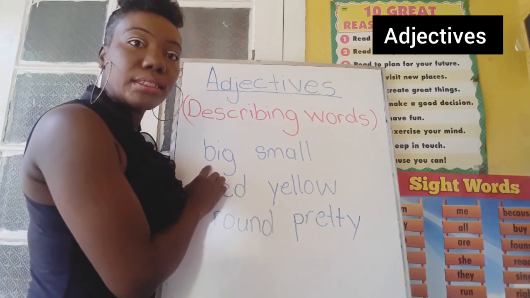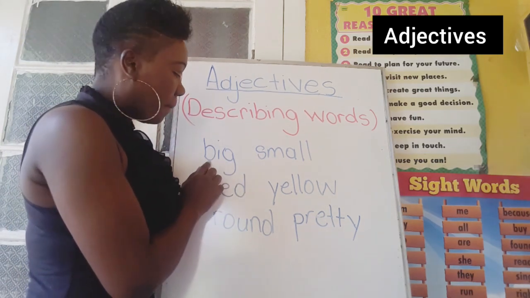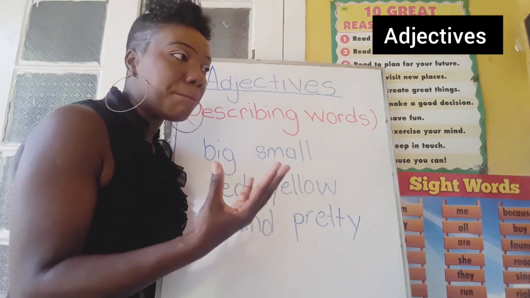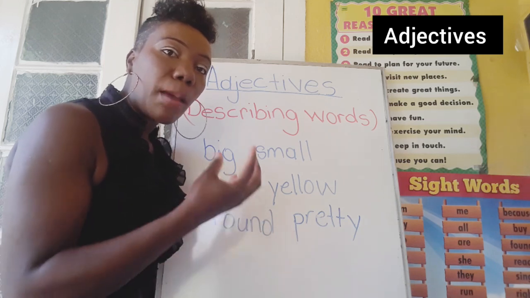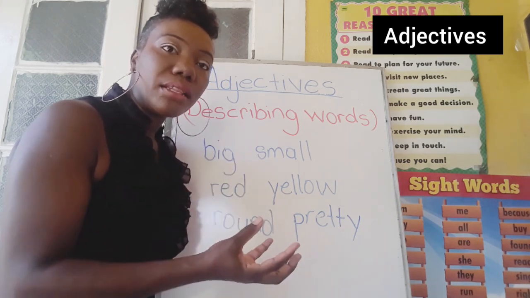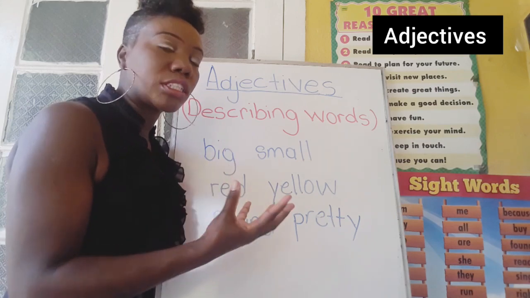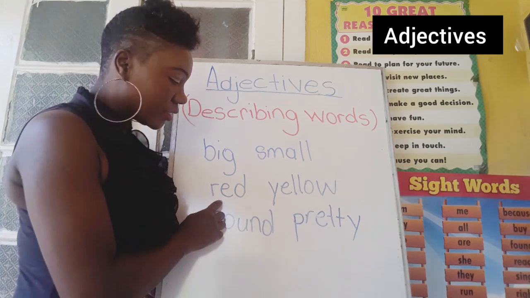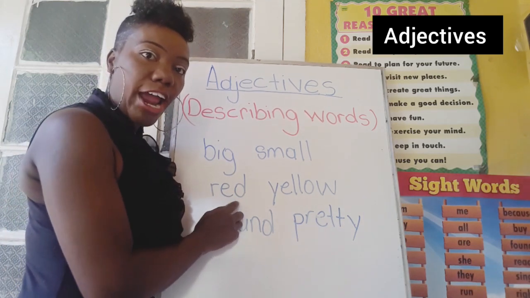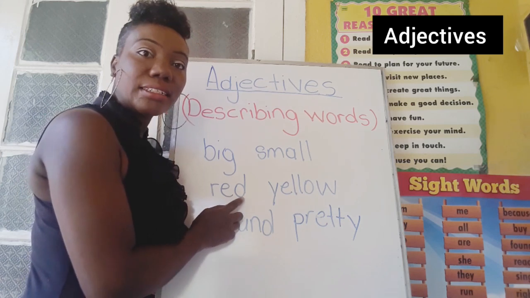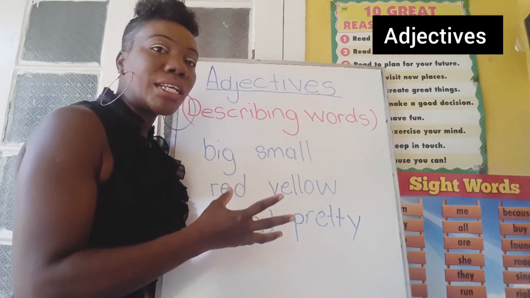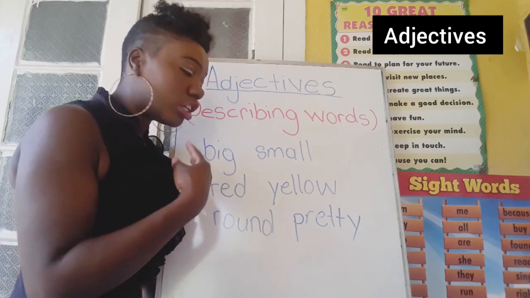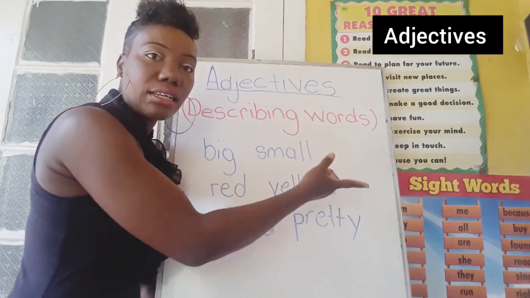Now this word is big. And we can say that something is big. The ball is big. So we're describing the ball. We're saying how it looks. So big is an adjective. Now this is the word red. And when we say something is red, we are describing it. So we're using red as an adjective.